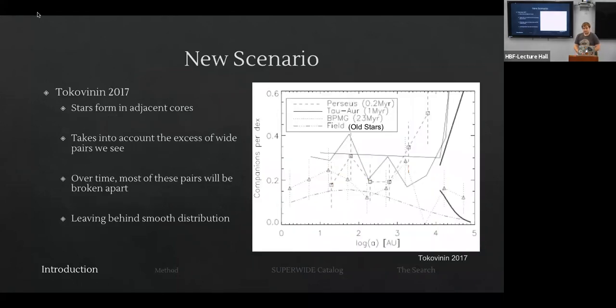So in 2017, we had this new idea from Andrei Tokovinin, where stars form in adjacent cores inside a star forming region. They're kind of protected, shall I say, because they're gravitationally bound in the star forming region. But you have this huge excess of pairs at these large separations that then over time get broken apart via interactions with other stars in the cluster or in the star forming region. And then eventually it forms the smooth distribution that we saw in Raghavan et al.